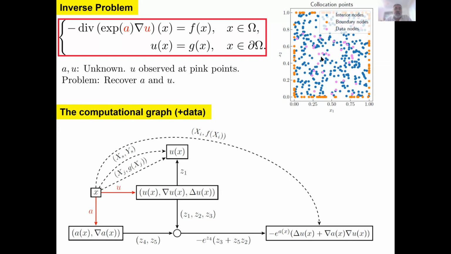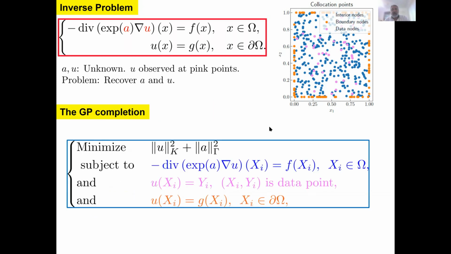Now, the proposed problem can be formulated as completing the following computational graph, where A and U are the unknown functions of the graph, and the known functions are enforcing the structure of the PDE. So here the data is obtained by the measurement of the value of U at the pink collocation points, and the computation of the right-hand side of the PDE at the blue collocation points, and the boundary value G at the orange collocation points.